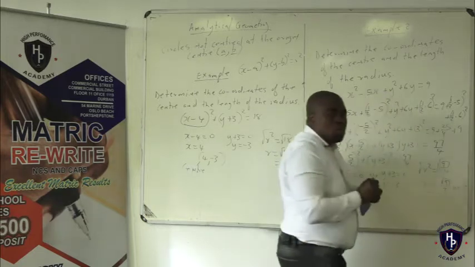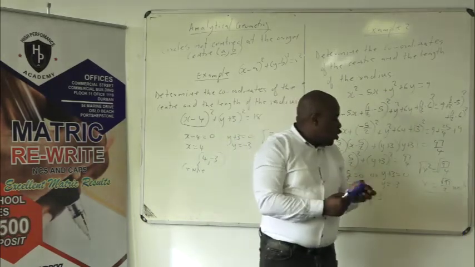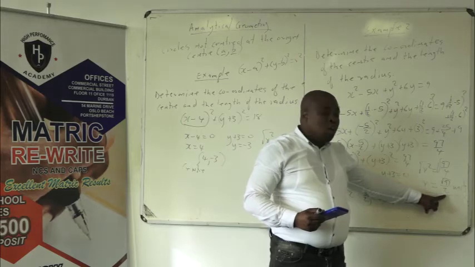So the length is always positive. That's why I'm taking the positive square root of 97 over 2.